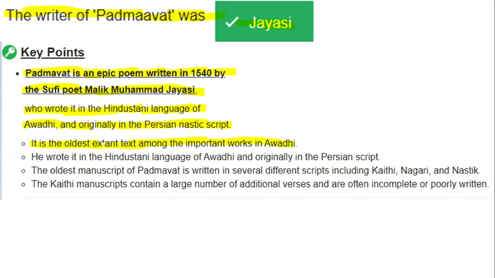Padmavat is the oldest extant text among the important works in Awadhi. He wrote it in Hindustani language of Awadhi and originally in the Persian script. The oldest manuscript of Padmavat is written in several different scripts including Kaithi, Nagari and Nastic. The Kaithi manuscripts contain a large number of additional verses and are often incomplete or poorly written.